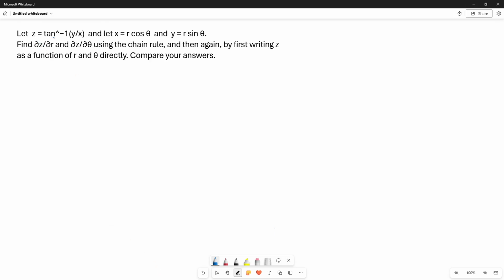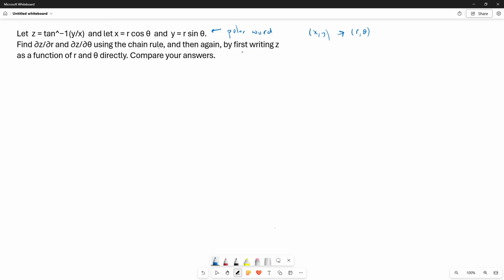Let z equal the inverse tangent of y over x, and let x equal r cosine theta and y equal r sine theta. So this is the standard polar coordinate transformation from rectangular coordinates x, y to polar coordinates r, theta. And we'd like to find the partial derivative of z with respect to r and the partial derivative of z with respect to theta using the chain rule.